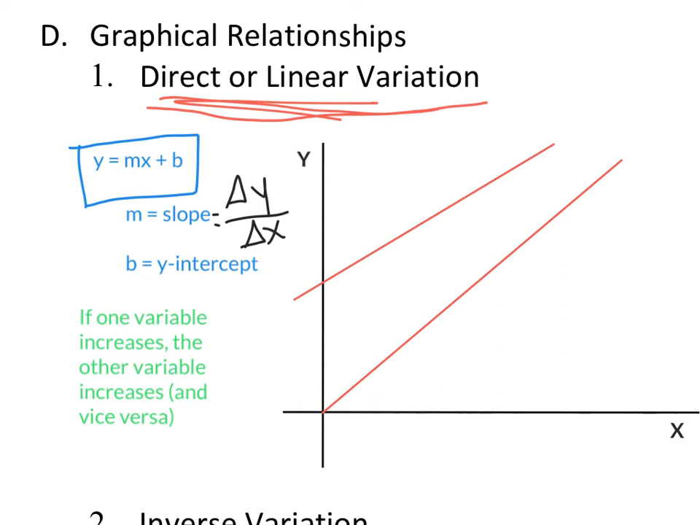In either case, if one variable increases, the other variable increases as well, and vice versa. So if one variable decreases, the other one decreases. Both of those are indicative of a direct or linear variation.